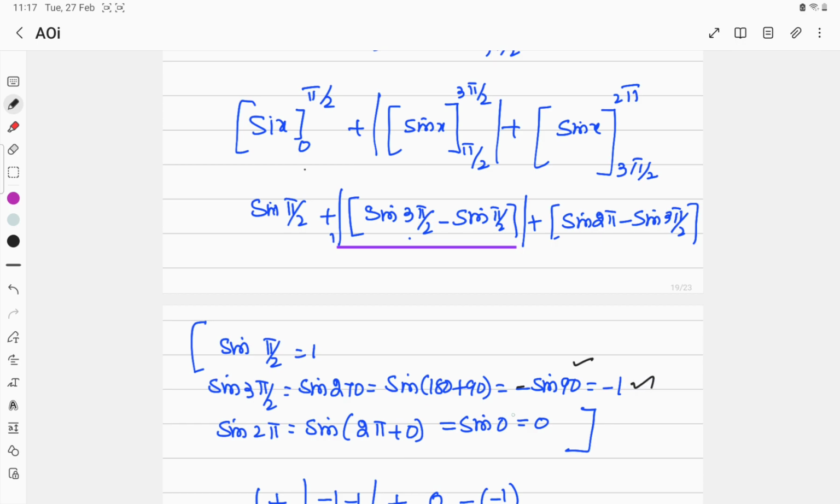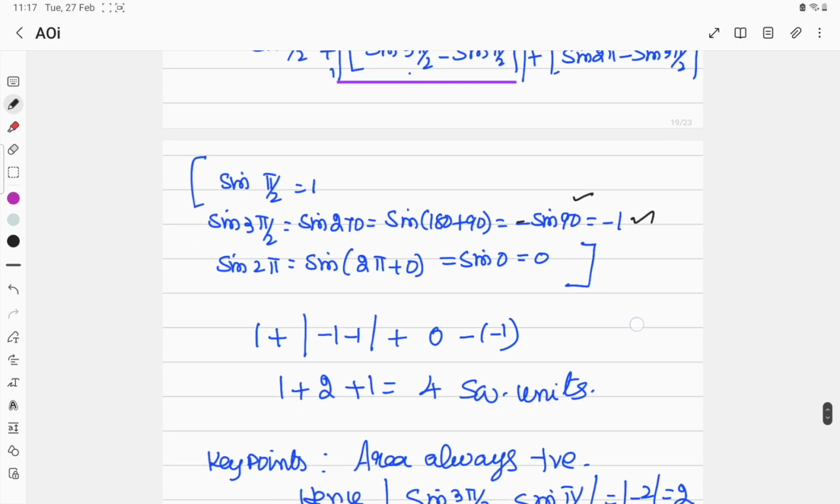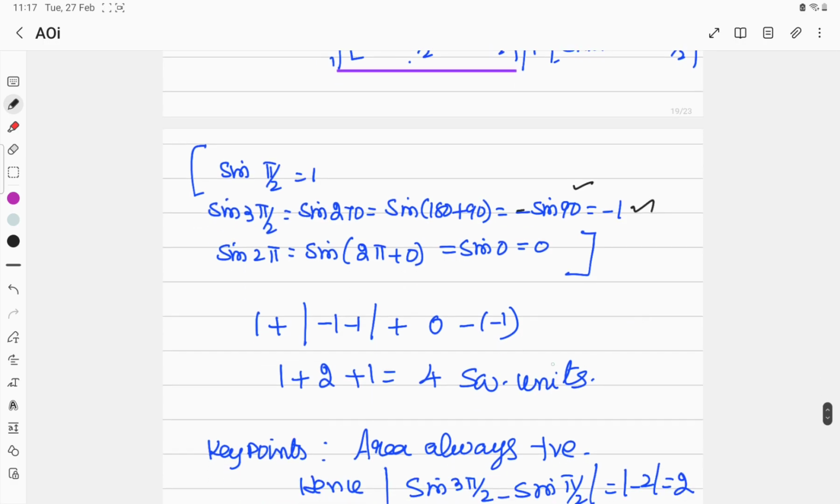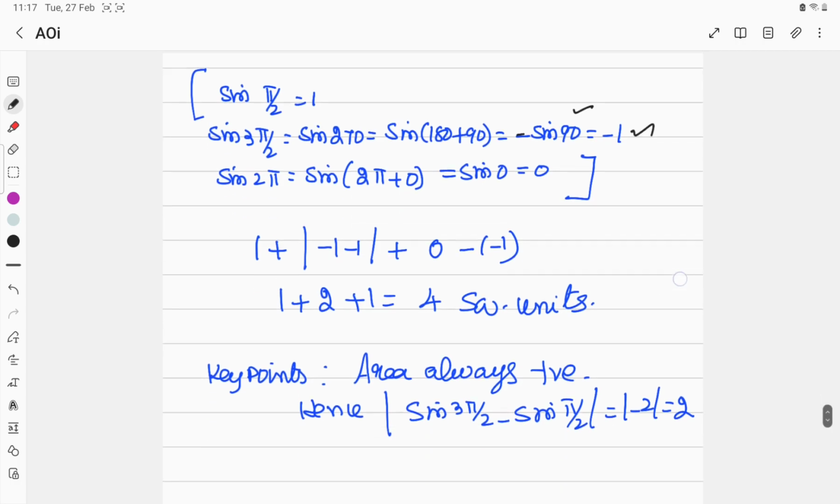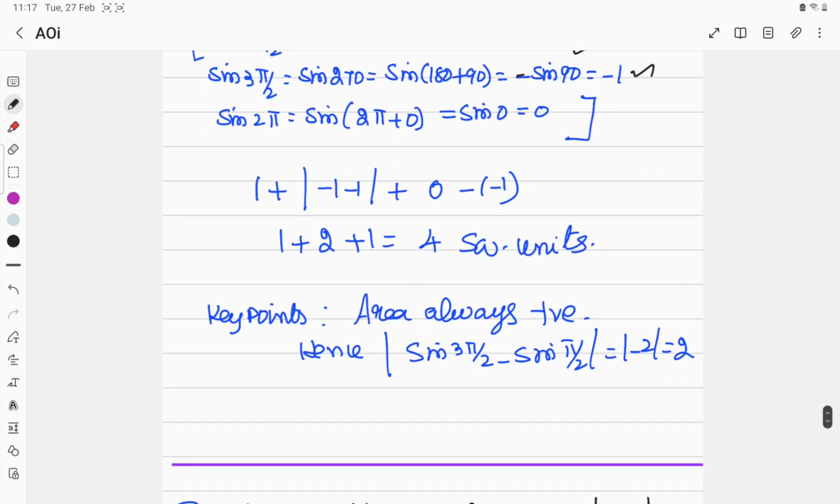Sin 2 pi is equivalent to sin 0, and sin 0 is equal to 0. So using these values, we get 4 square units. Since area is always positive, the absolute value of minus 2 is always taken as 2.